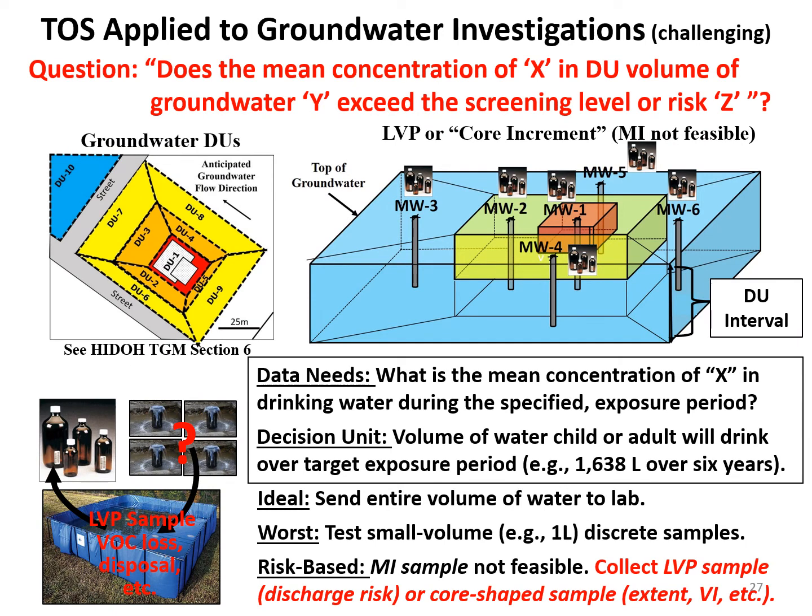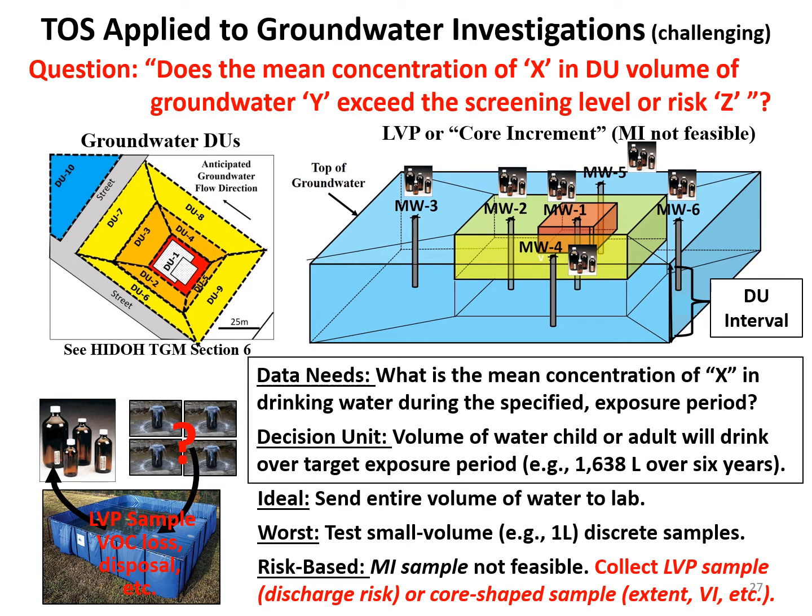The one thing we're looking at now, it's more challenging. How about groundwater? What if I move my monitoring well over 5 feet, 10 feet? Or instead of using low purge sampling methods, if I collected a baler of water or hydro sleeve of water from my monitoring well, would I get the same number? Probably not. But it's the same question. From a risk standpoint, does the mean concentration of X in DU volume of groundwater Y exceed the screening level or risk Z?